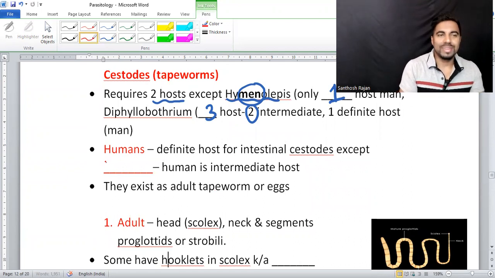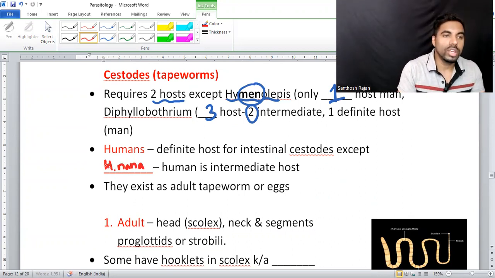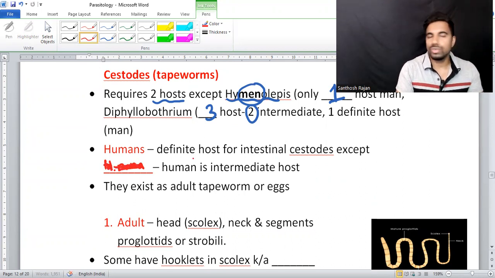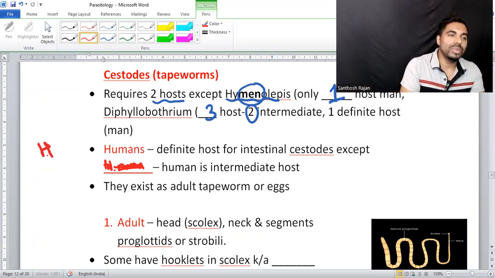Except what? Again, repeating H. nana. For H. nana, human is the intermediate host? No, we are talking about the exceptional case. Usually, humans are definite hosts for all intestinal cestodes except one. What is that? You remember HMT watch? I told you, in HMT watch, man is the intermediate host.